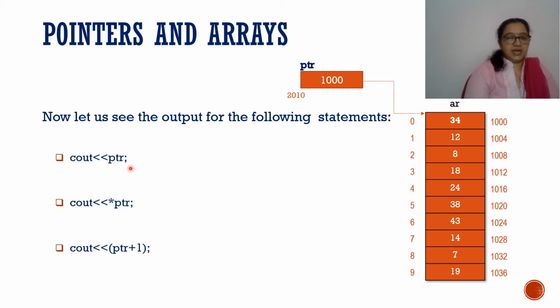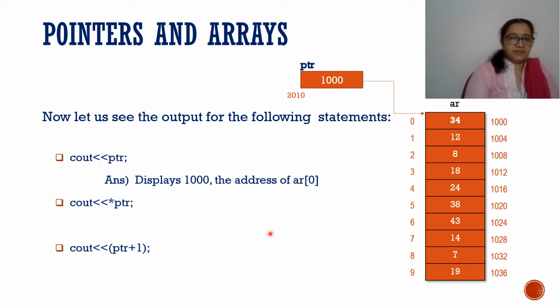Yeah, PTR is a pointer variable. Already it is pointing to AR now. So cout PTR means the content inside PTR. What is the content inside PTR? Yeah, the value is 1000. Is it? So we will get 1000 on the screen. That is the address of AR of 0.